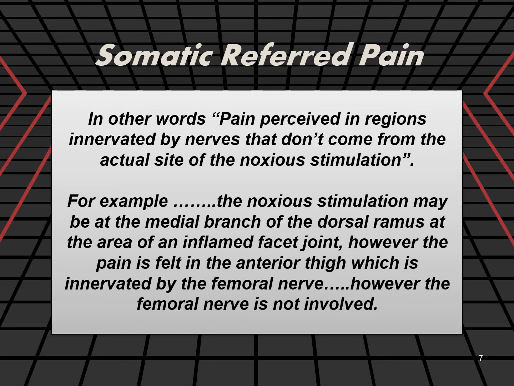Okay, just to reiterate, so I know that we're all on the same page. Somatic referred pain is pain that's perceived in regions that's actually innervated by nerves that don't come from the actual site of the injury or the noxious stimulation. So for example, the noxious stimulation may be at the medial branch of the dorsal ramus in the area of an inflamed facet joint, and the medial branch of the dorsal ramus is what innervates the facet joint. However, the pain by the patient is being felt in the anterior thigh, and that, of course, is innervated by the femoral nerve. However, the femoral nerve is not involved. That's the unique phenomena of somatic referred pain.